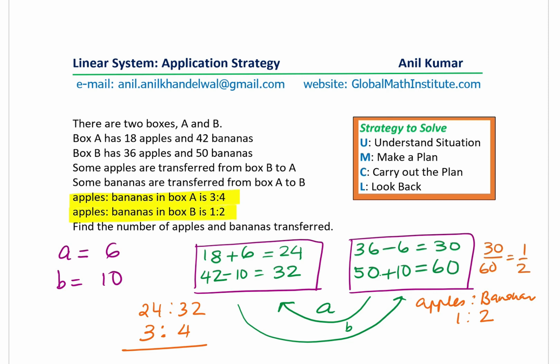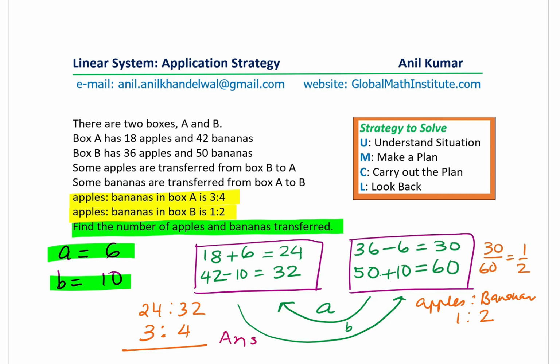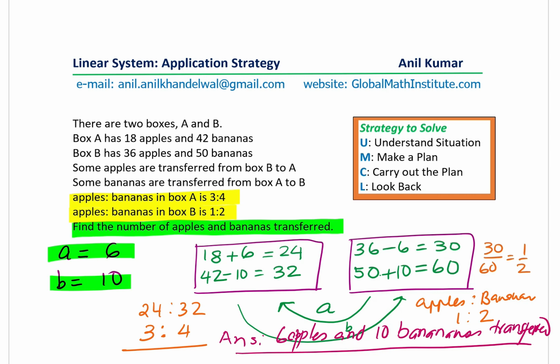We want to find the number of apples and bananas transferred. These are 6 and 10. Clear, right? So that is how you're going to write your solution. And so our answer here is 6 apples and 10 bananas transferred. Is that clear, right? So that is how we can actually get the solution.